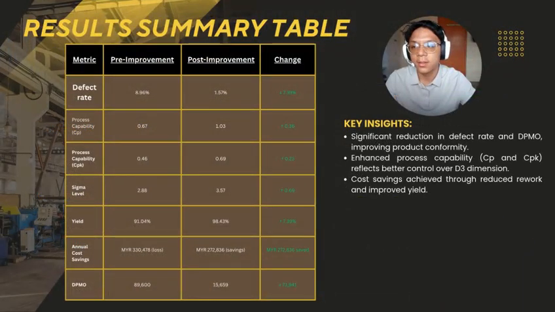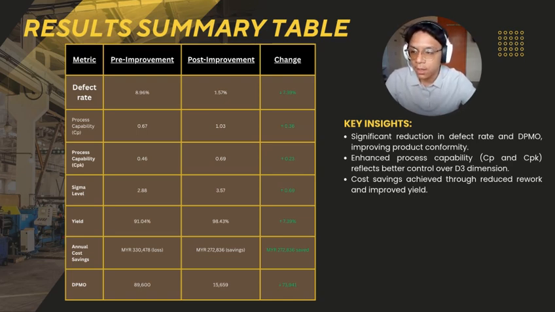Good afternoon, everyone. Let's dive into the results of our Lean Six Sigma project at Napco. As shown in the summary table, this slide captures the key metrics before and after we applied the DMAIC methodology to address geometry defects in profile 433 D3 dimension.